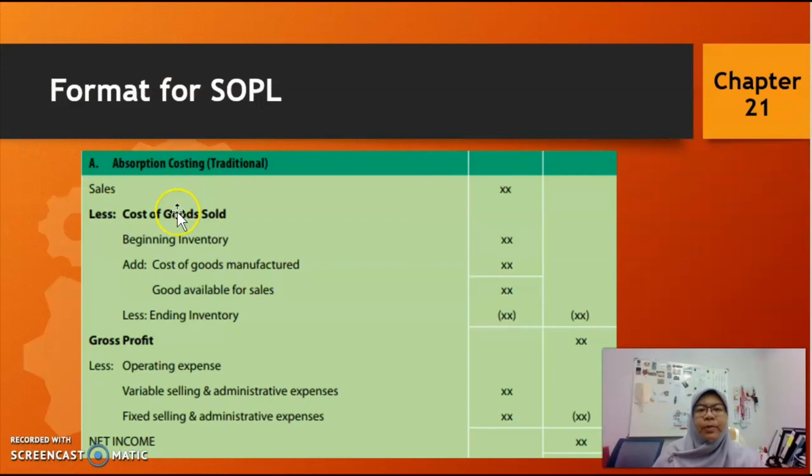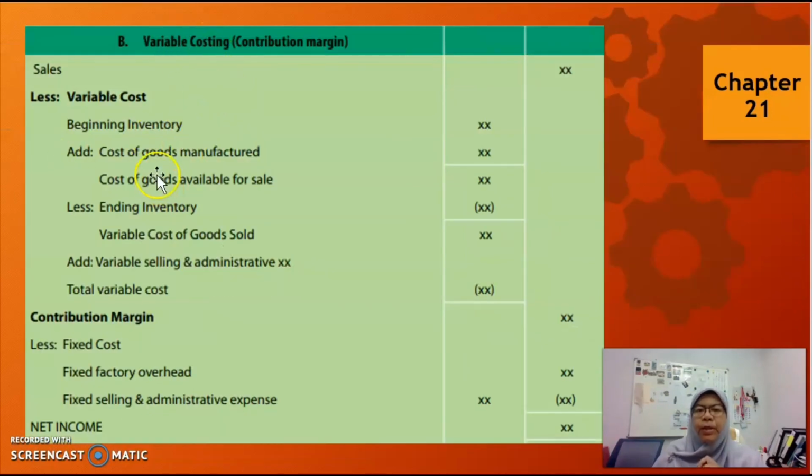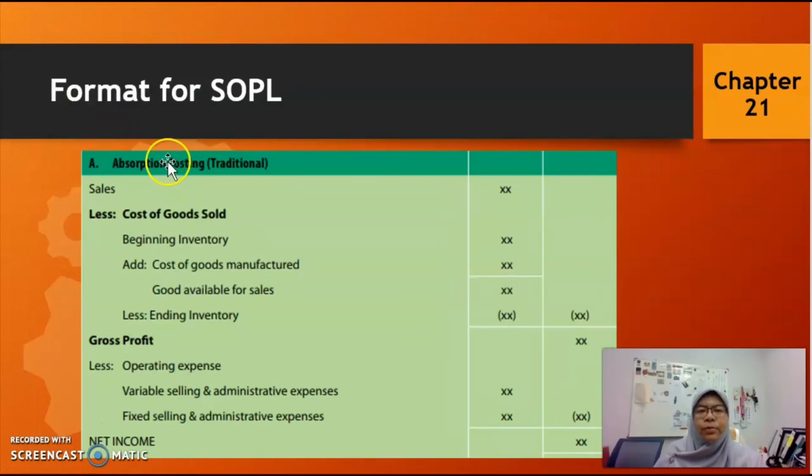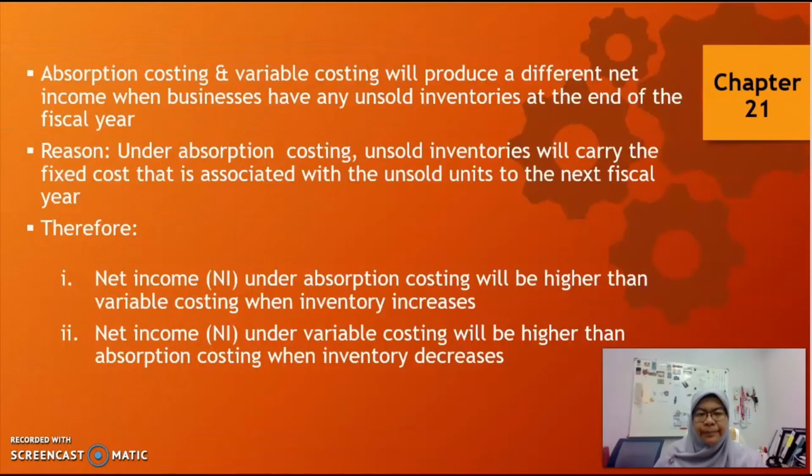For example here, under absorption costing, in the calculation of COGM and also the cost of the ending inventory, you include direct material, direct labor, and variable and fixed MOH. You include fixed MOH here. But what happened to the variable? You include only variable direct material, direct labor, and MOH. You do not include the fixed MOH in the calculation of COGM and the ending inventory. So that's why you're going to have different ending inventory amounts under variable costing and absorption costing.